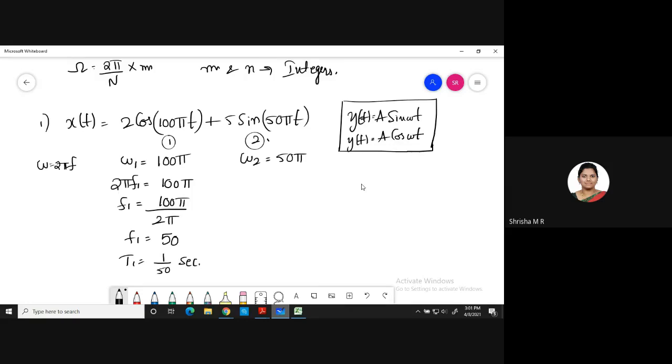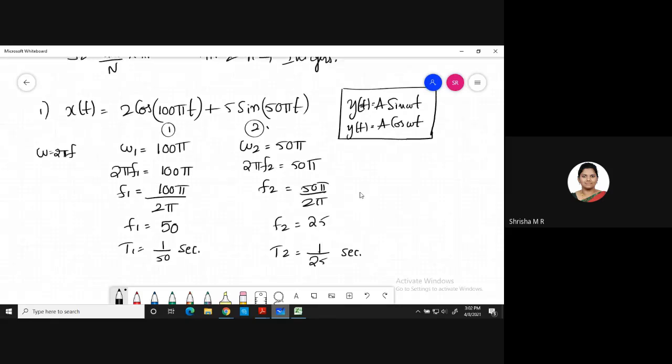Are you guys following? Yes, ma'am. Okay, similarly, we shall see the fundamental period for this part. You have 2 pi f2, which is equal to 50 pi. So what is f2? 50 pi by 2 pi. So what is our f2? It's 25, right? So what is T2? 1 by 25 second, right?